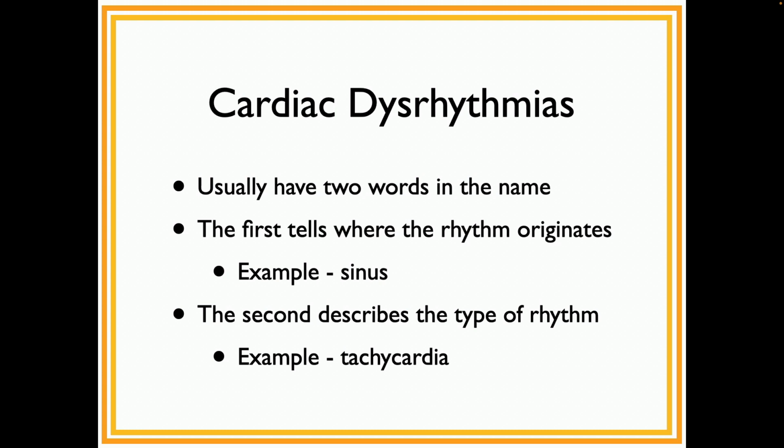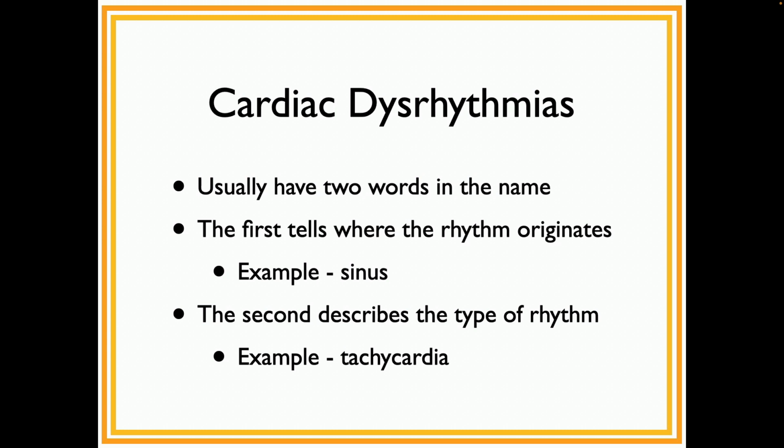So if I say sinus tachycardia, where does the rhythm originate? In the SA node. Okay, and what else have I told you? What other piece of information have I passed along when I say sinus tachycardia? You're telling us that it's fast. And how fast? Faster than 100. So when I say sinus tachycardia, the pacemaker is in the sinus node, and the rate is faster than 100.